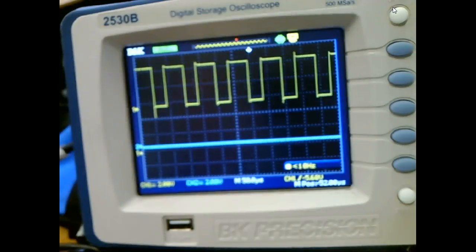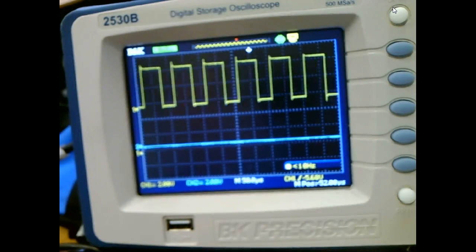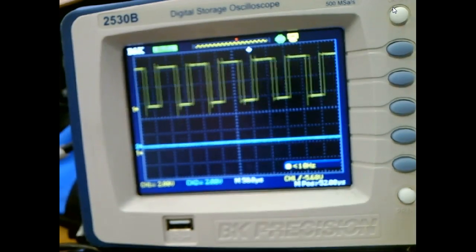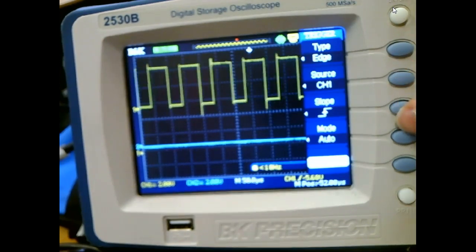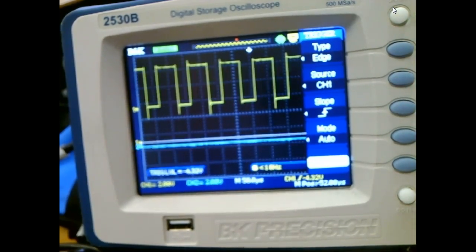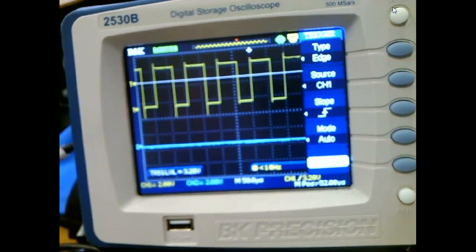So what's wrong with my scope? We're not triggered. Okay, so we'll go over our trigger menu. Right now we're going to set up the trigger on channel 1. We just don't have the trigger set up right now.